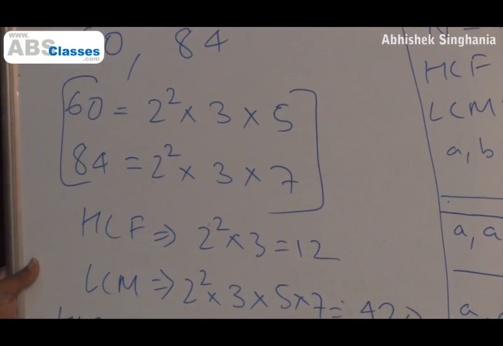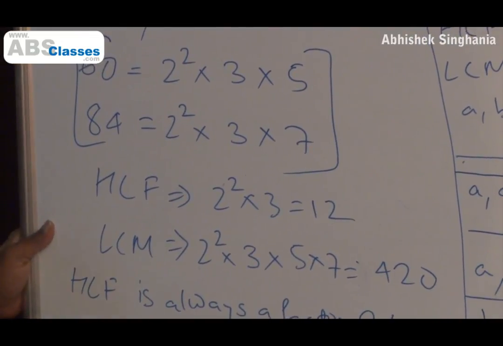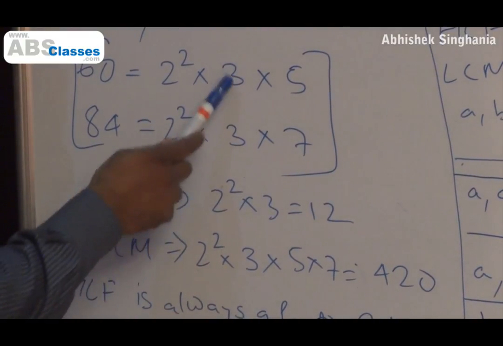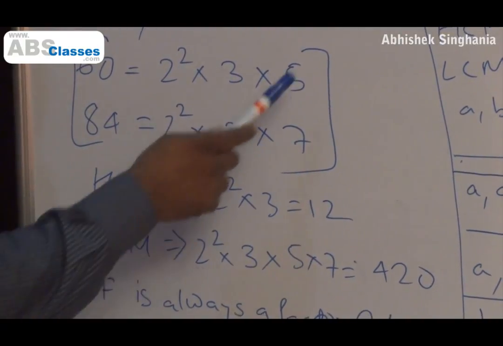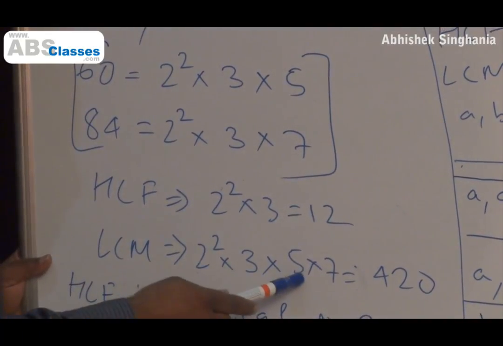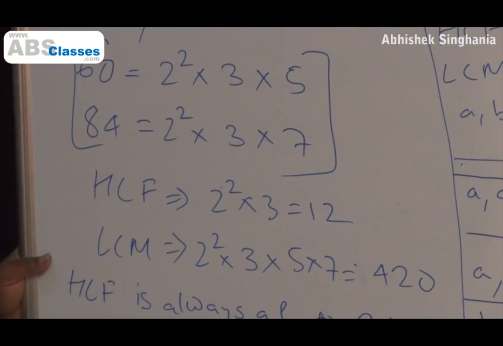When we talk about LCM, we are saying include everything, whatever is there, but without repetition. So 2 square is there in both the numbers, but we'll take it only once. 3 is there in both the numbers, we'll take it only once. Then 5 is there, 7 is there. So LCM is 2 square into 3 into 5 into 7. That is your LCM. Include everything without repetition.